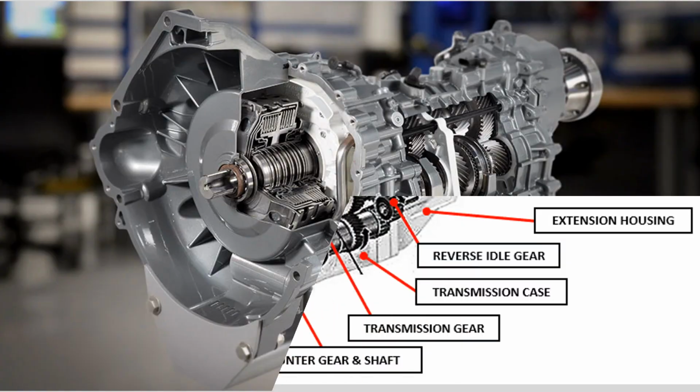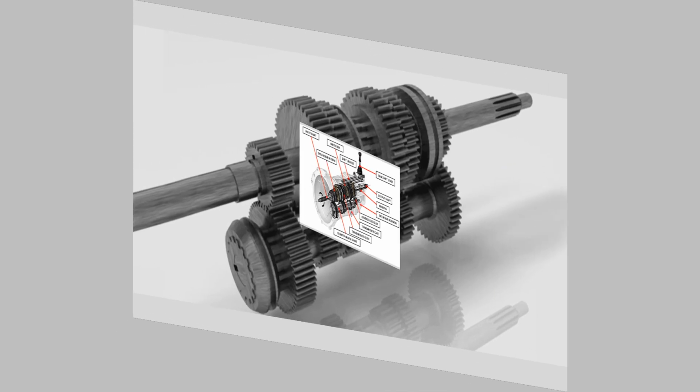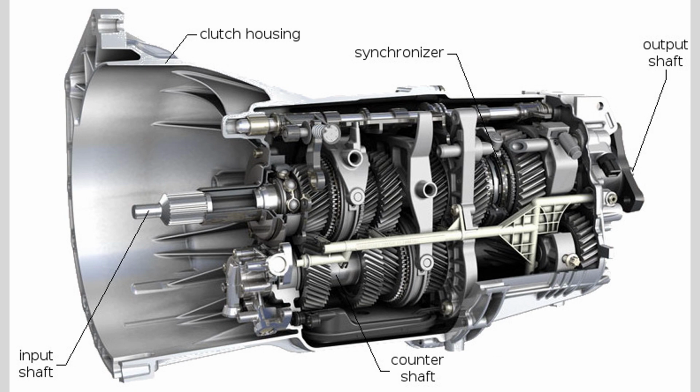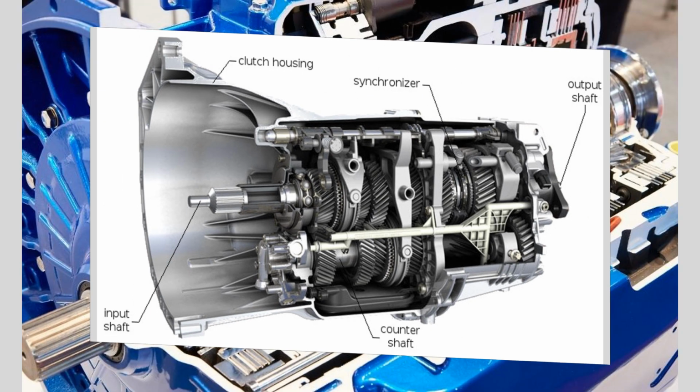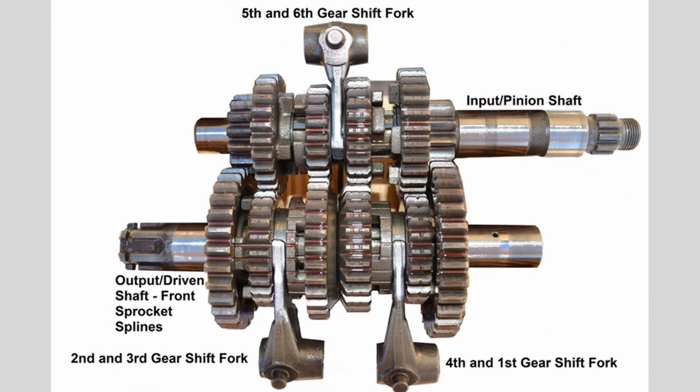The manual transmission, also known as a standard or stick shift, is a type of transmission system found in many vehicles. Its primary purpose is to transmit power from the engine to the wheels. Unlike automatic transmissions, manual transmissions require the driver to manually shift gears using a gear stick.